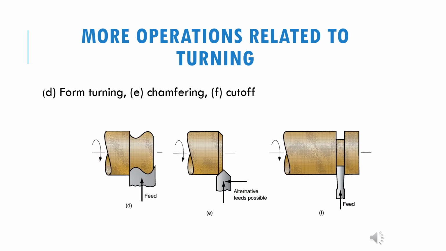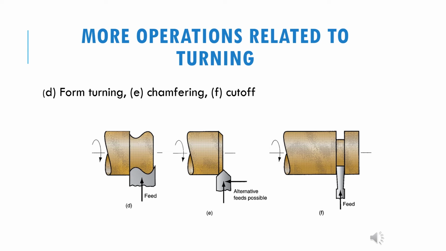Another example is form turning. Form turning is achieved by using a form tool, but you can perform it under the turning operation. Then chamfer turning. The chamfer operation is to remove and make a 45-degree angle on the sharp edges of the workpiece. And the last one is the cut off.